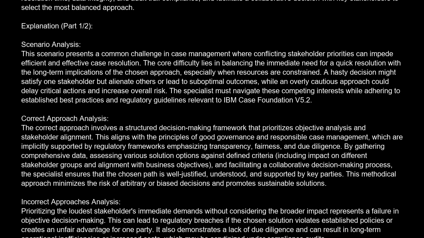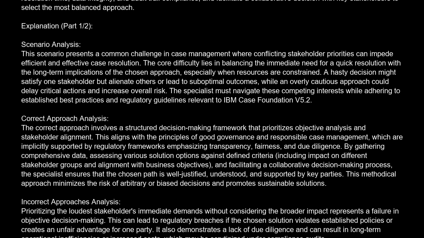A hasty decision might satisfy one stakeholder but alienate others or lead to suboptimal outcomes, while an overly cautious approach could delay critical actions and increase overall risk. The specialist must navigate these competing interests while adhering to established best practices and regulatory guidelines relevant to IBM Case Foundation V5.2.